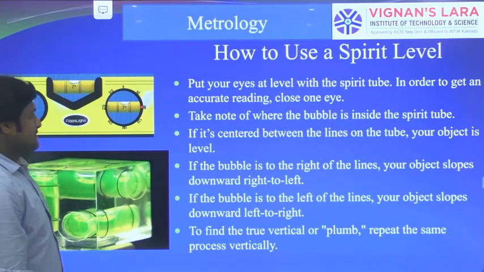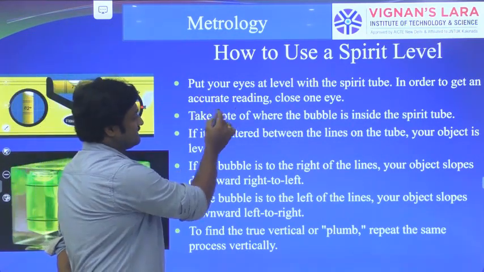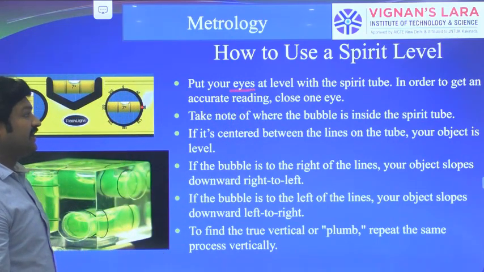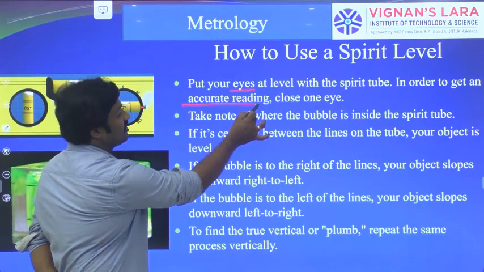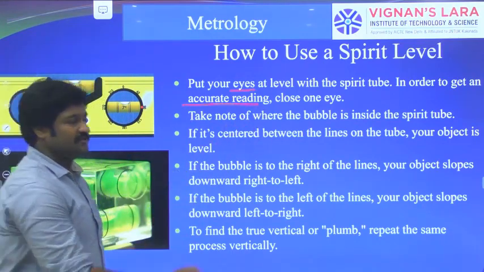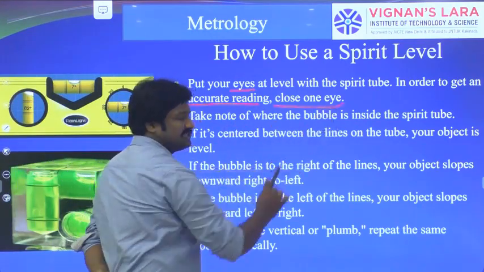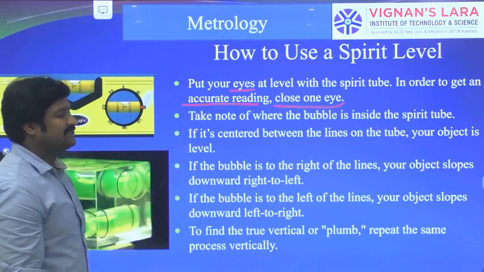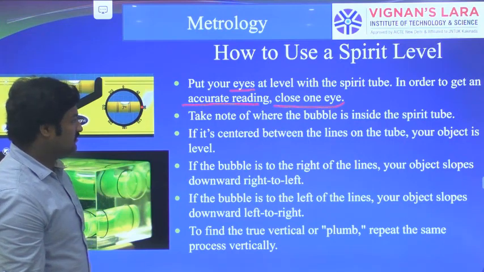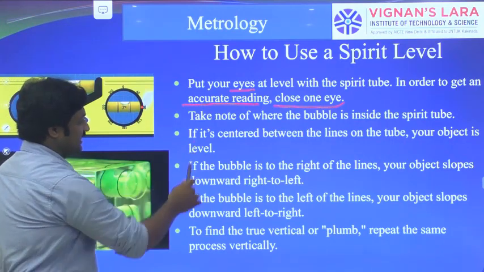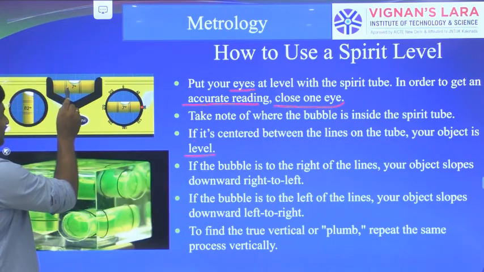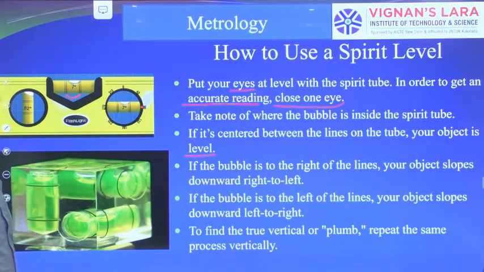Next, put your eyes at level with the spirit tube. In order to get an accurate reading, close one eye. If we close one eye, we can accurately see the level of the spirit level. Take note whether the bubble is inside the spirit tube. If it is centered between the lines of the tube, your object is level. If it is between the two marked lines, then the component is centered.